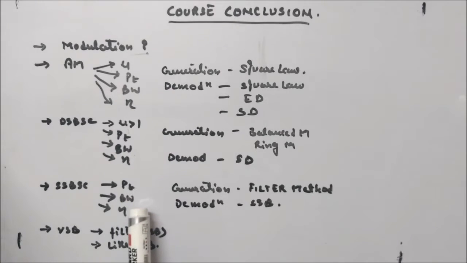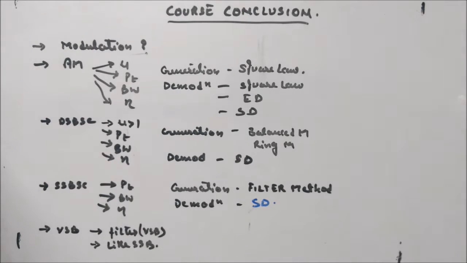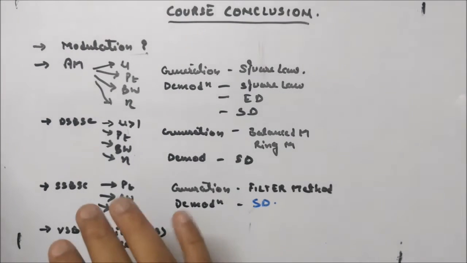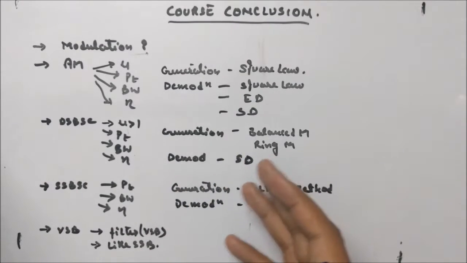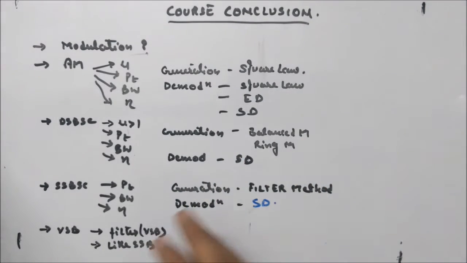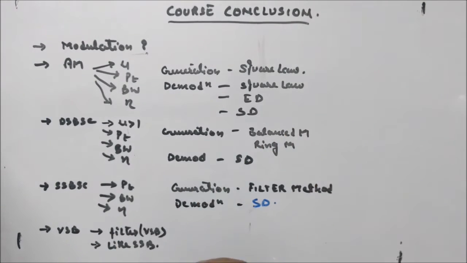There we saw transmitted power, bandwidth and modulation efficiency, the generation via filter method, demodulation via synchronous detector. There are other methods as well, but I have covered only one or two just to get the feel of the generation or demodulation. Rest you will understand. There are other techniques as well, but I don't want to fall for that. I just want to cover the intuitive feeling of this course.